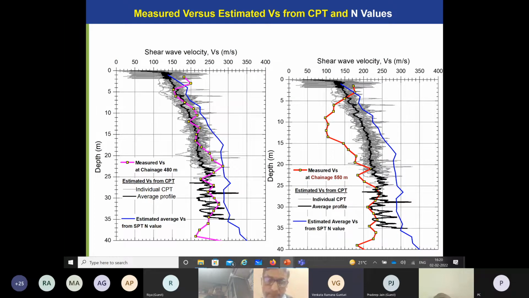And as you can see here, this is the measured shear wave velocity at a chainage of 550 meters. These are all from the literature. You can see the black line and the blue lines. These are all from the literature, whereas this red line is well below the literature line. Here, you can see that the literature, whatever we have estimated, and whatever we have measured are in line.